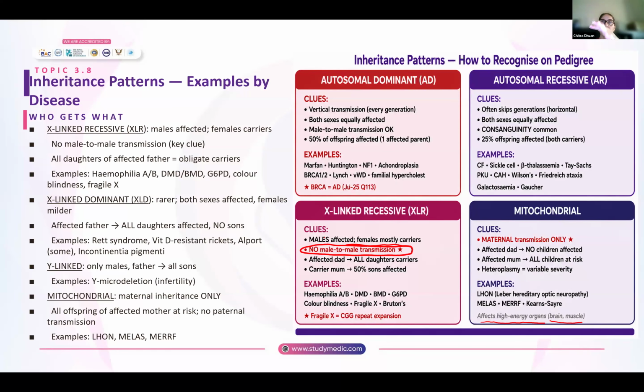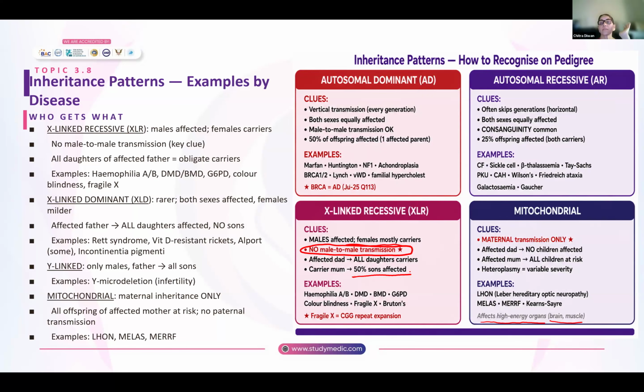The carrier mother will transmit it to the affected male. Whenever you have an affected dad, all the daughters are carriers. And whenever you have a carrier mother, 50% of the sons get affected. 1 out of 2 of the sons is affected, 1 of 2 of the males is normal. Then hemophilia, both types A and B, muscular dystrophy, G6PD deficiency, color blindness, fragile X, Bruton's. All these are types of X-linked recessive inheritance patterns.